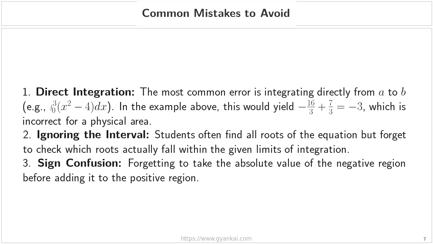Finally, watch out for sign confusion. It is easy to get caught up in the arithmetic and forget the most important rule. We must take the absolute value of the negative region before adding it to the positive region. Keep these 3 points in mind as we move into our final summary of the lesson.